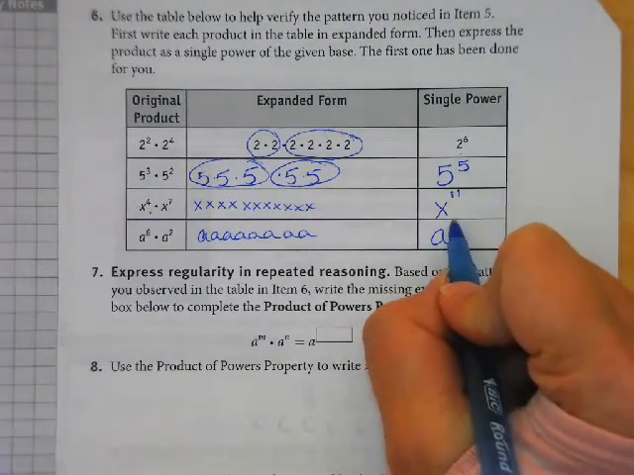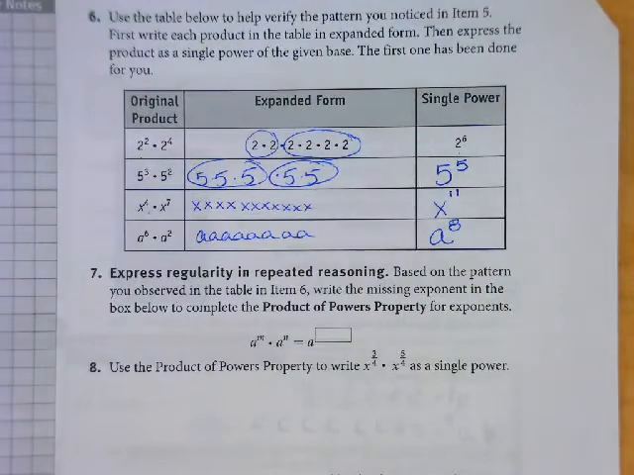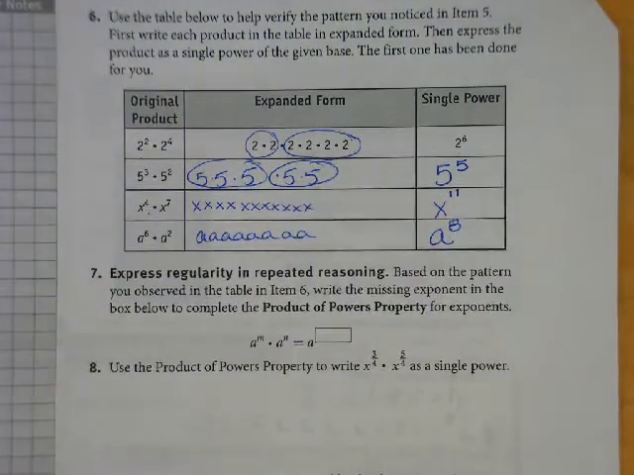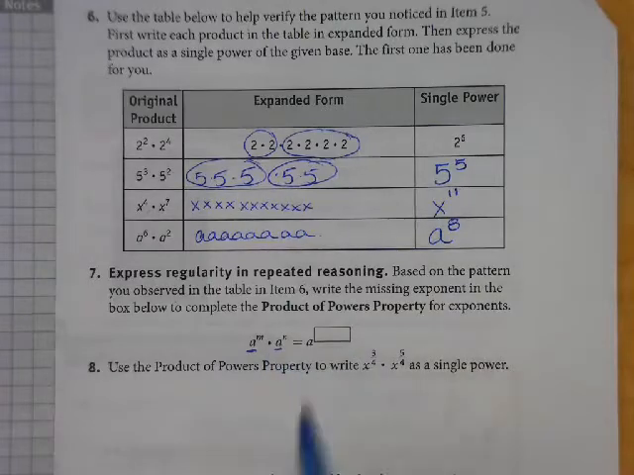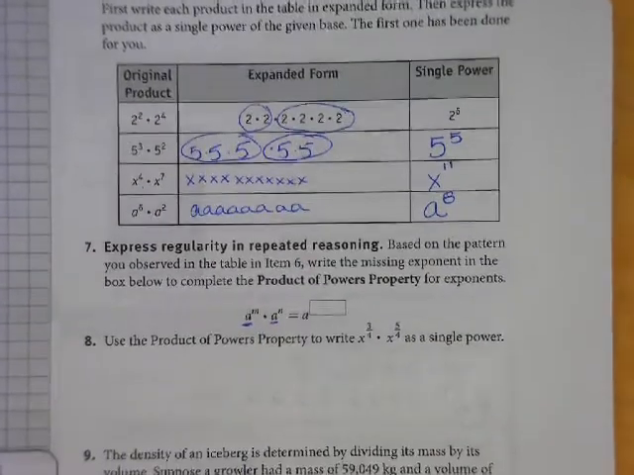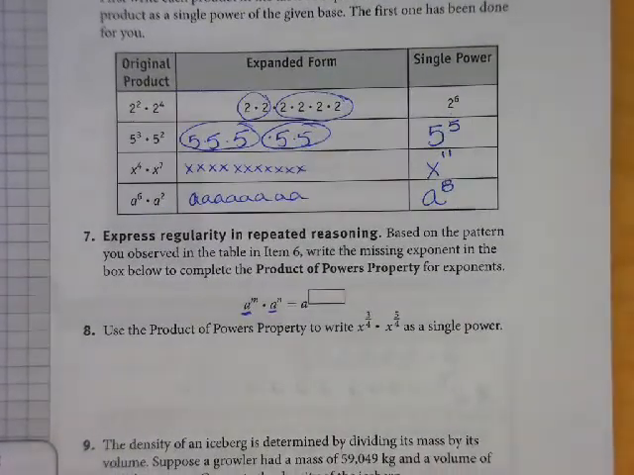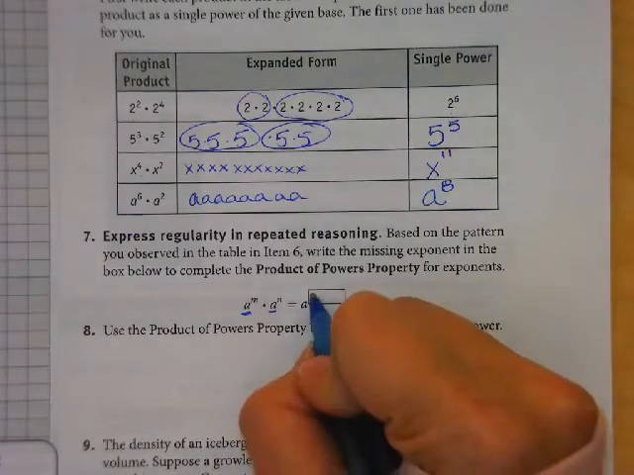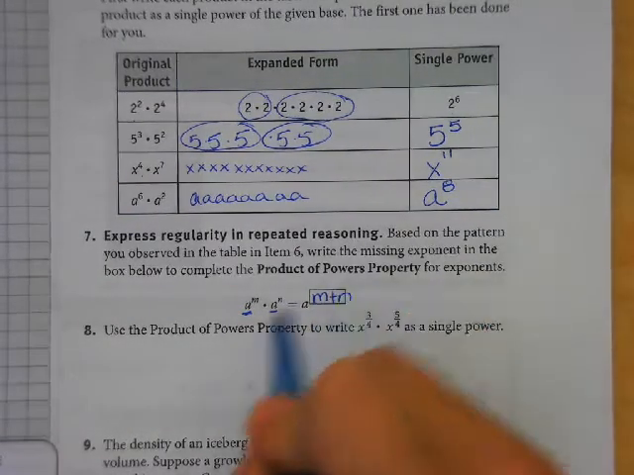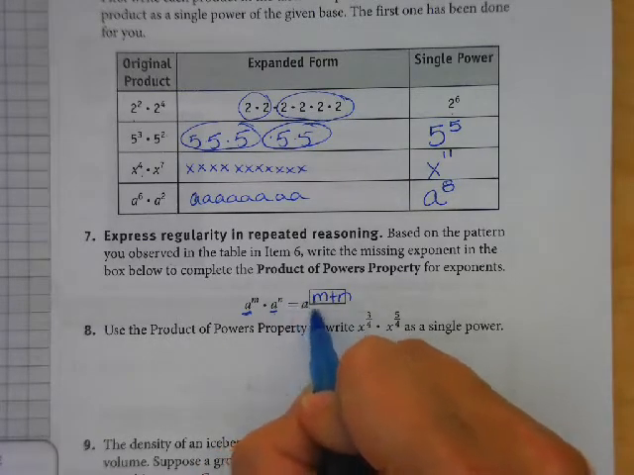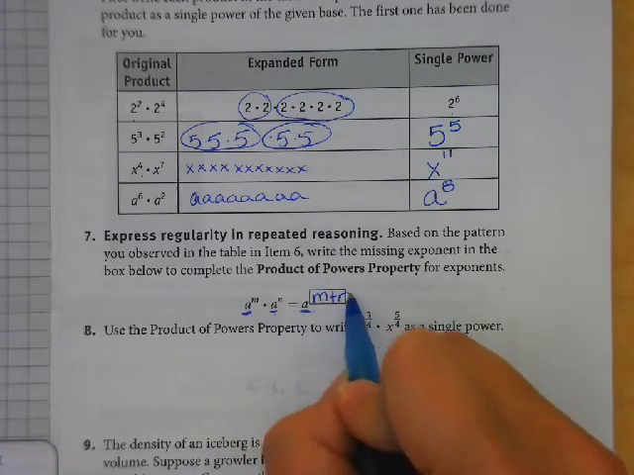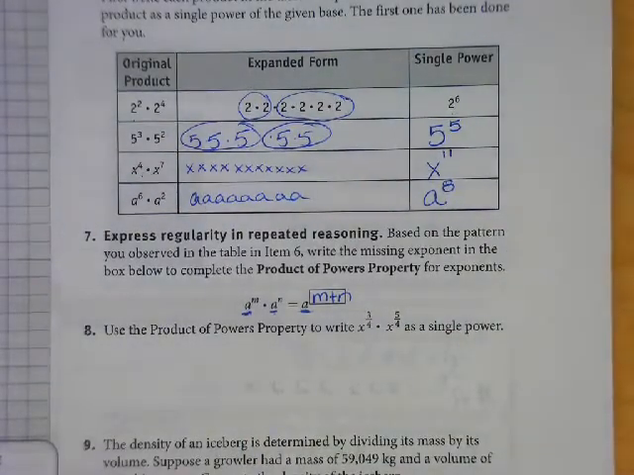A to the 8th. So our rule says that as long as we have like bases, meaning that big number, what do we have to do with our exponents? We just need to add them. So if I have a to the m times a to the n, then I am going to keep that base and I'm going to add my exponents.